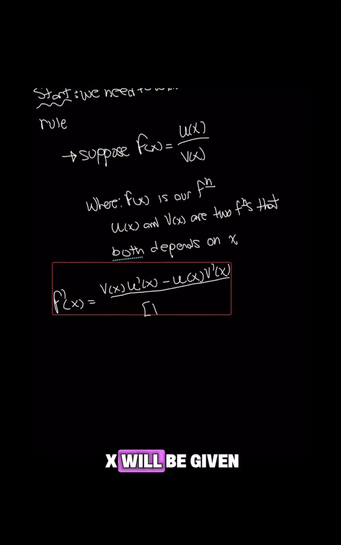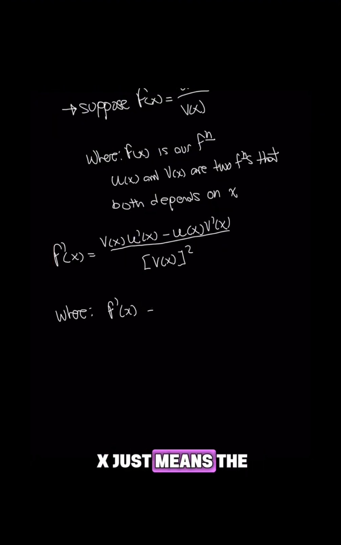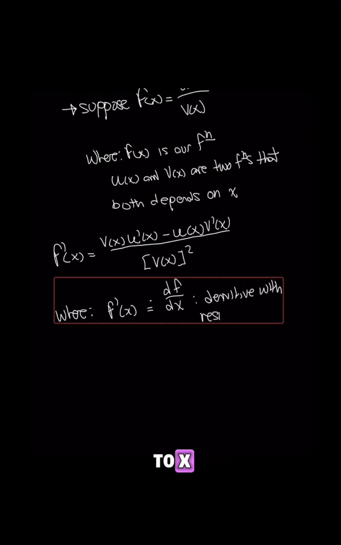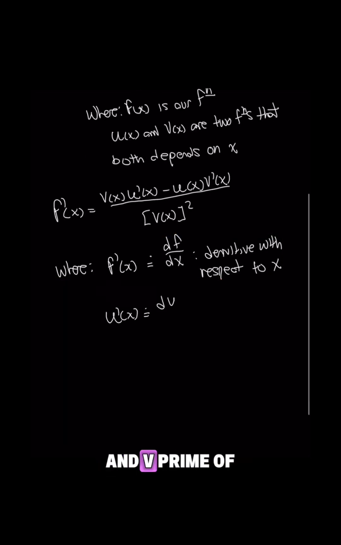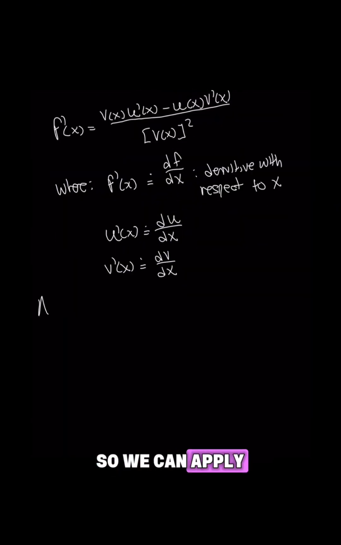Then f prime of x will be given by this expression, where f prime of x just means the derivative of f with respect to x, and then u prime of x and v prime of x can also be written in this form. So we can apply this to our situation.